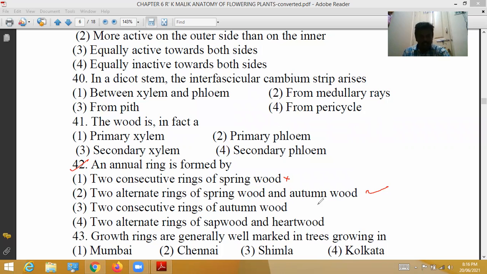Let us see two consecutive rings of autumn wood. Two autumn woods are not formed. Two alternate rings of sapwood and heartwood? Sapwood is different. So for the 42nd question, the correct option is 2. Here, one year exhibits spring season and autumn season. During these, different xylem elements are produced, which are called spring wood and autumn wood. So the second option is the correct option.